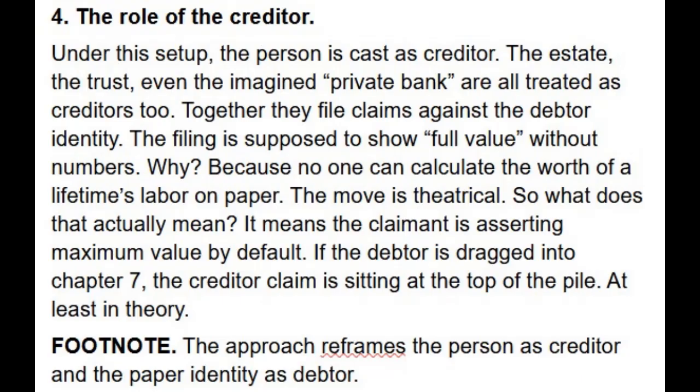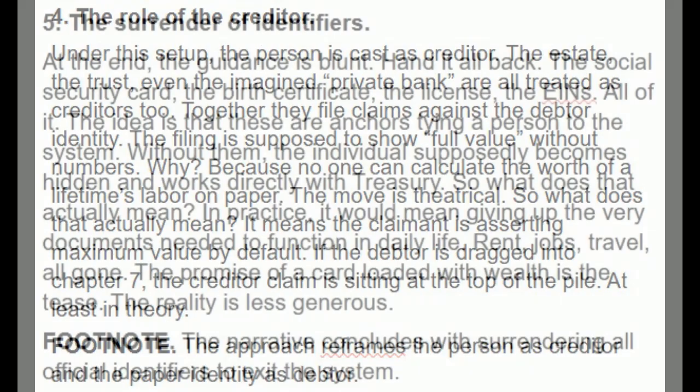The move is theatrical. So what does that actually mean? It means the claimant is asserting maximum value by default. If the debtor is dragged into Chapter 7, the creditor claim is sitting at the top of the pile. At least in theory. Footnote. The approach reframes the person as creditor and the paper identity as debtor.